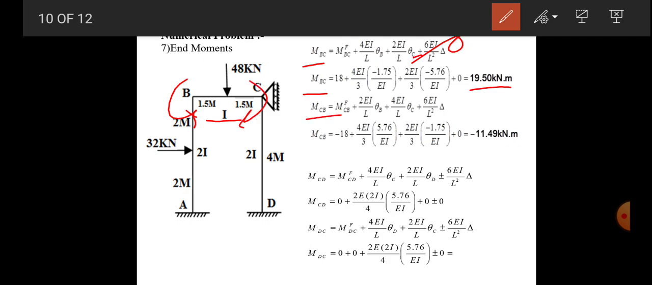Now calculate the end moment for end C. So MCB is equal to MFCB plus 2EI by L theta B plus 4EI by L theta C plus minus 6EI by L square delta. Now this delta will be 0, non-sway frame. Now putting in the values of theta B, theta C, and MFCB, which is minus 18, and theta B is minus 1.75 divided by EI, and theta C is 5.76 divided by EI. Now the length of the beam is 3 meter, and the moment of inertia is I. So putting in all the values, we have MCB is equal to minus 11.49 kilonewton meter.